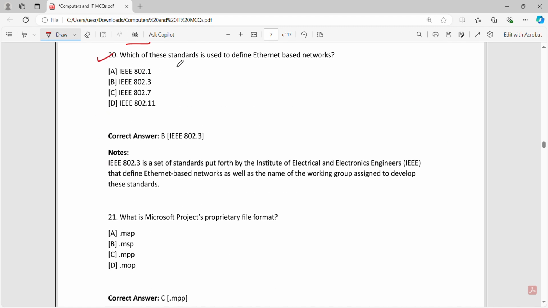20th question. Which of these standards is used to define Ethernet based networks? So answer is B. IEEE 802.3. So this is for Ethernet based networks. 802.3 is a set of standards put forth by the Institute of Electrical and Electronics Engineers that defines Ethernet based networks, as well as the name of the working group assigned to develop these standards.